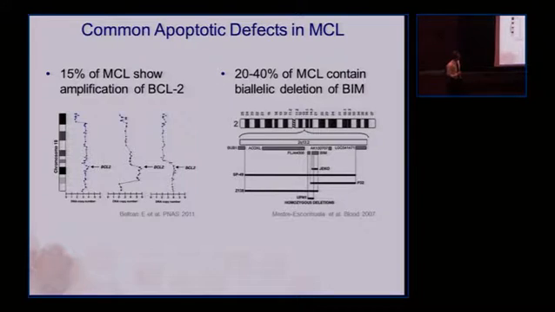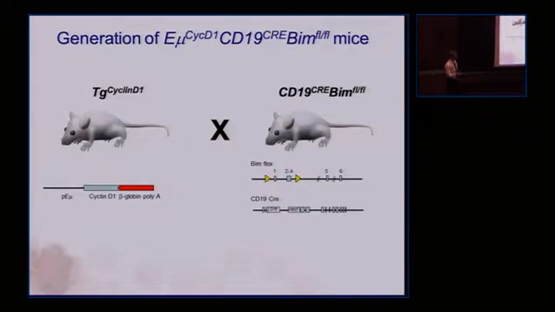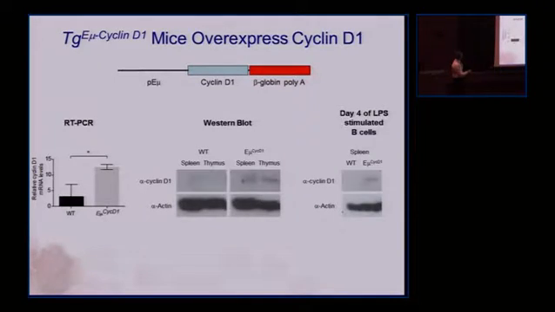And so this led to a very simple thought that perhaps the Cyclin D1 translocation on its own is not enough, and that what we really need is a combination of overexpression of Cyclin D1 giving a cell proliferation defect, along with dysfunction of a BCL2 family member giving a cell death defect, in order to derive mantle cell lymphoma. And so we set forth to test this within a mouse model.